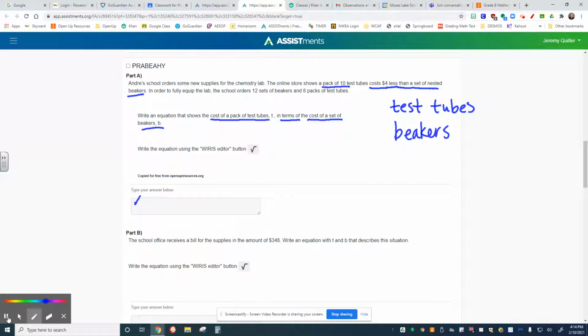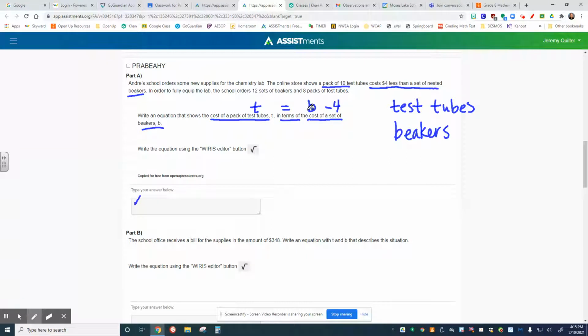Okay, this actually relates back to Unit 4, Lesson 15, where we're writing an equation to make sense of a situation. So in this case, what we have to talk about is the test tubes. We're talking about the cost of the test tubes in terms of the cost of a set of beakers. We know that the cost of the test tubes is going to be $4 less than the set of beakers.